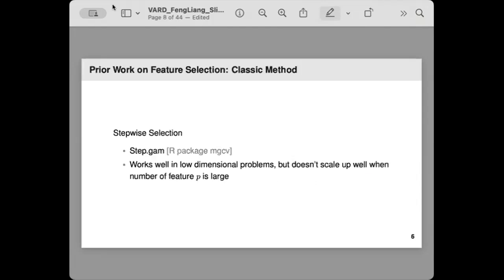And let's take a look at some of the prior work for feature selection in additive models. One classical approach is stepwise selection. For example, in the aforementioned mgcv package, there is a function called step.gam that works similarly to stepwise regression for linear models. And this procedure works reasonably well for low-dimensional cases. However, it doesn't scale when the number of features p is large.